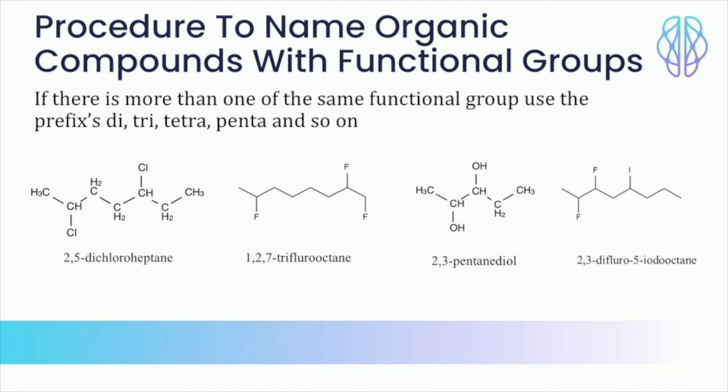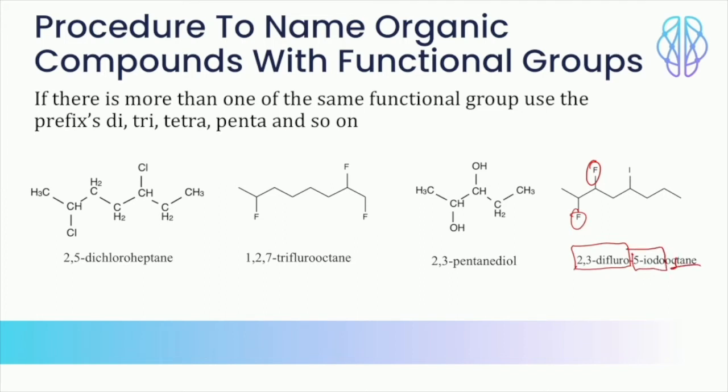So now, since I have two or more functional groups, remember alphabetical order. F comes before I, right? So now I'm going to combine everything. So the first thing I name is the fluorine groups, right? Because it comes before the I. So it's 2, 3 difluoro dash. So this is a letter or a word and a number. Dash 5 dash iodo and then octane.